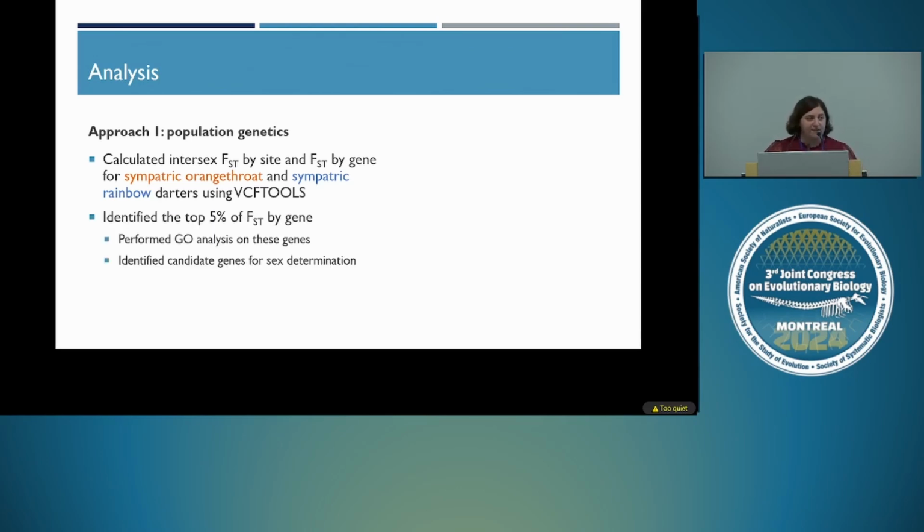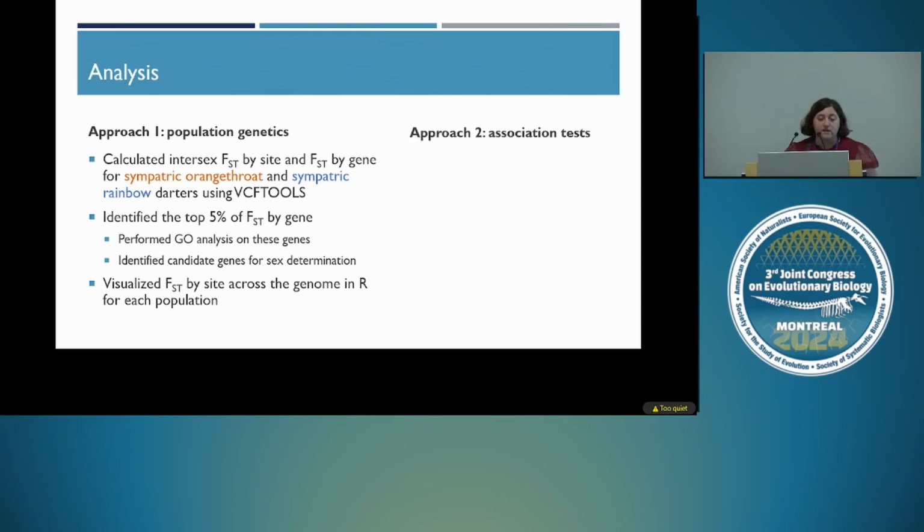And we identified the top 5% FST by gene outliers and performed a gene ontology analysis and identified some candidate genes for sex determination. And then we looked at the FST by site to see if there's any part of the genome that has particularly high differentiation between the sexes.